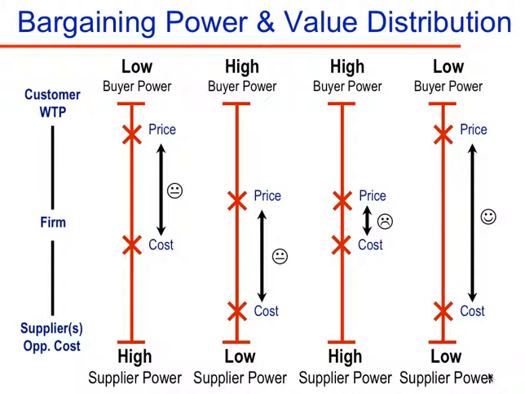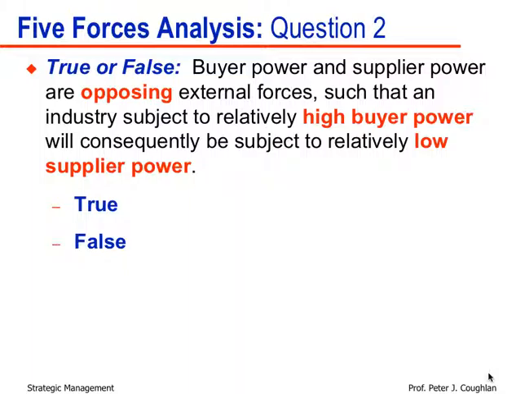Right. And so this question: buyer power and supplier power are opposing external forces such that an industry subject to relatively high buyer power will consequently be subject to relatively low supplier power. No, that's not true, right? It's possible, but high buyer power, low supplier power is just one of the four scenarios that we saw described in the last slide. So again, that question is false.